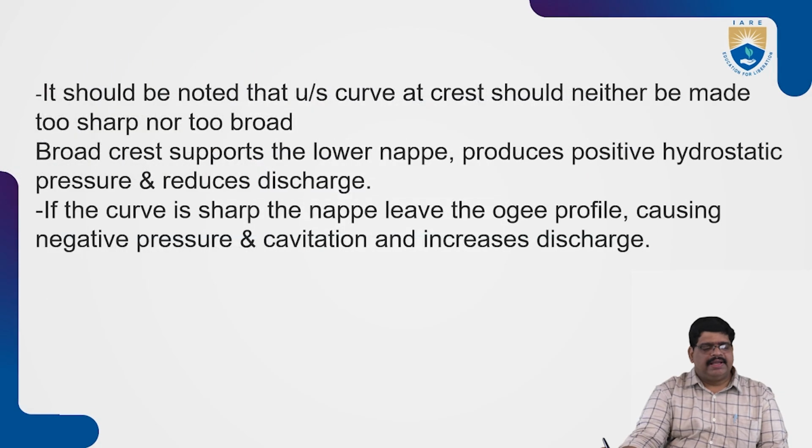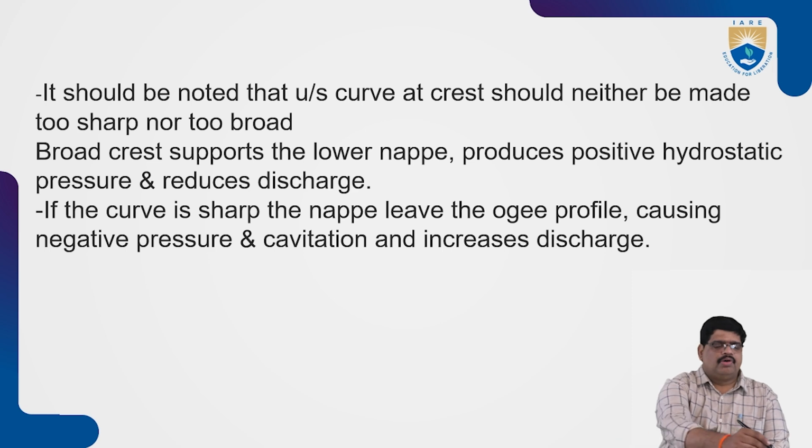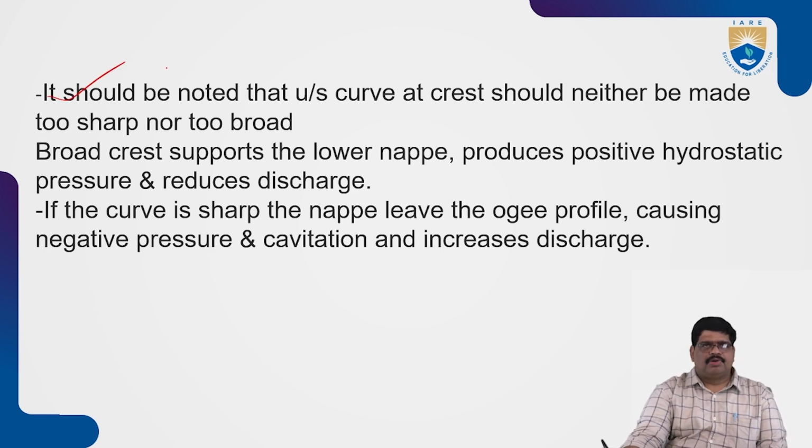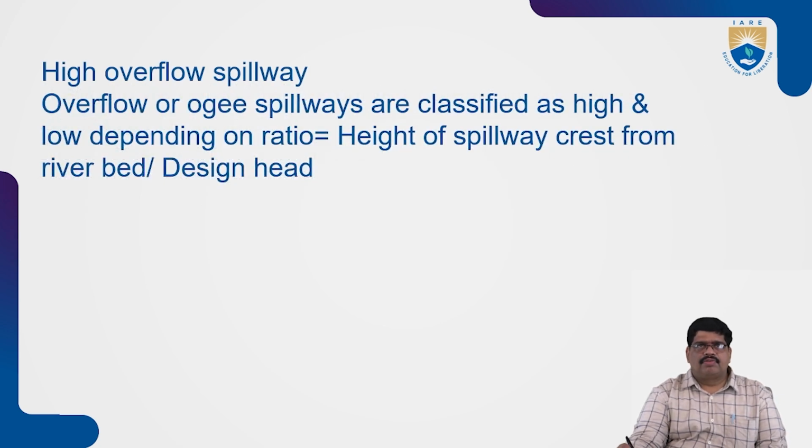By applying this formula, it should be noted that the upstream side of the curve should be made neither too sharp nor too broad. That is a very important point you have to remember here. A broad crest supports the lower nappe, reduces hydraulic pressure and reduces the discharge. If the curve is sharp, the nappe leaves the Ogee profile, causing negative pressure and cavitation, and increases the discharge.